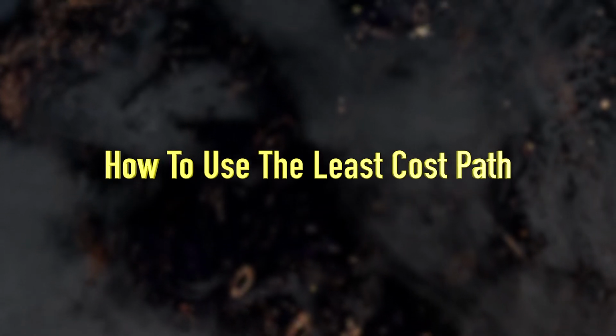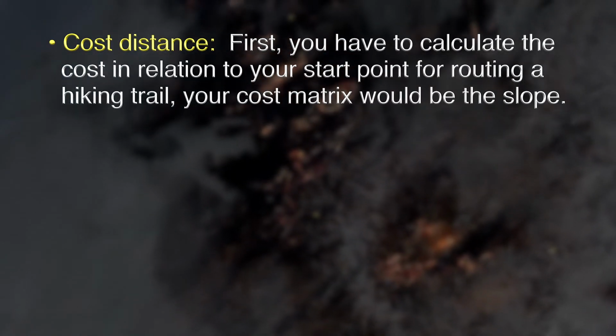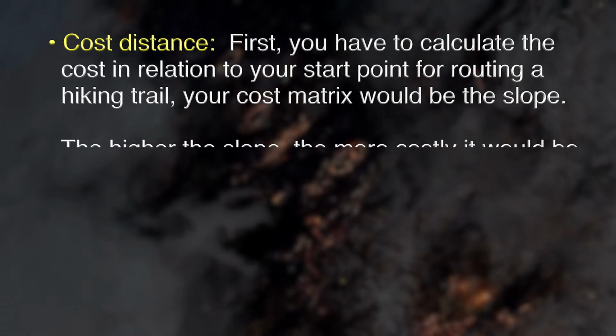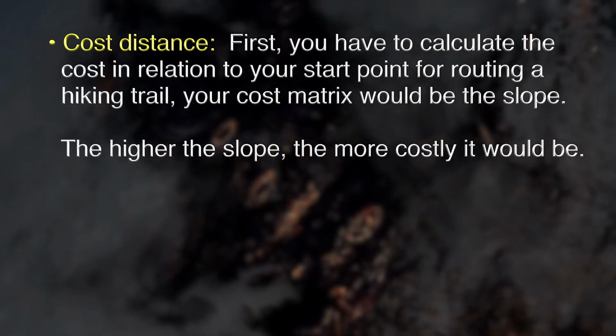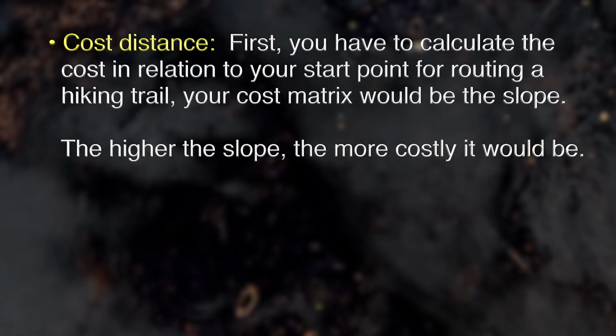How to use the least cost path? There are three main steps when you run this analysis. First, cost distance. You have to calculate the cost in relation to your start point. For routing a hiking trail, your cost matrix would be the slope. The higher the slope, the more costly it would be.